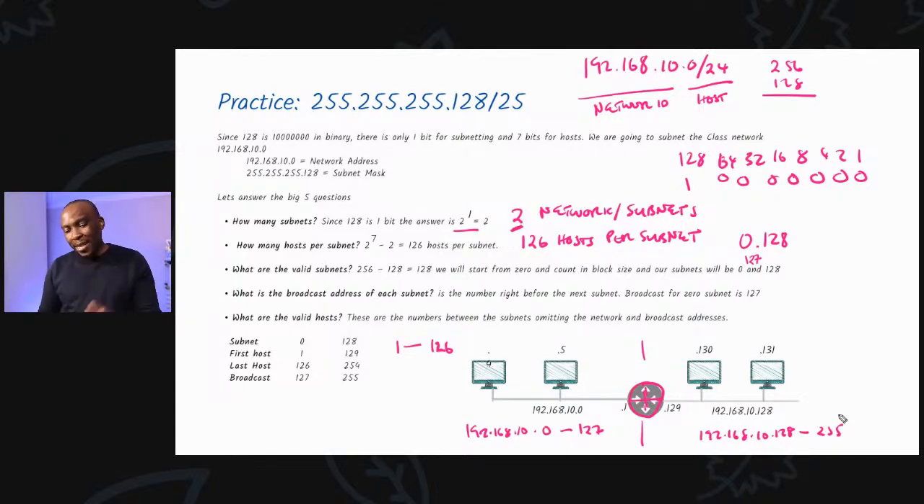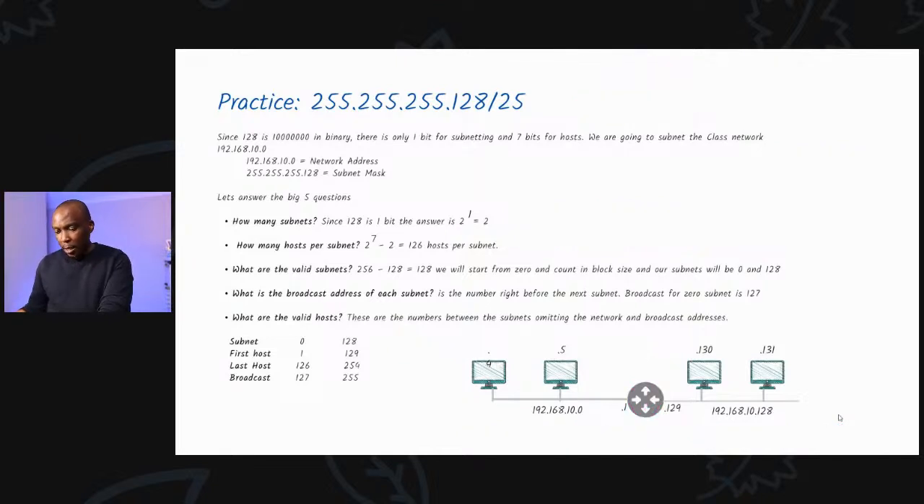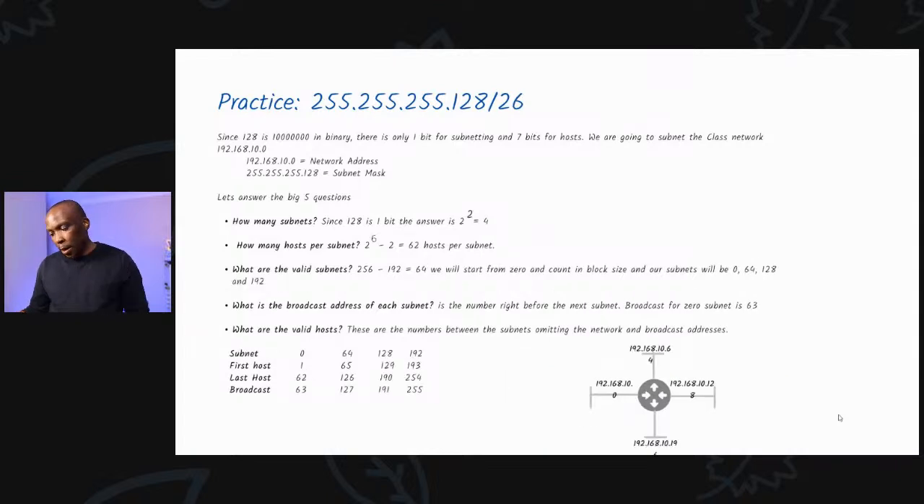So we've looked at one example. We're going to look at another example just to make sure that we're able to reinforce the concept and everyone is comfortable. So in this case, we're going to borrow 2 bits. Why do I say we're going to borrow 2 bits? Because it's going to be a /26. The /26 has a correlation to the number of bits that we're borrowing.